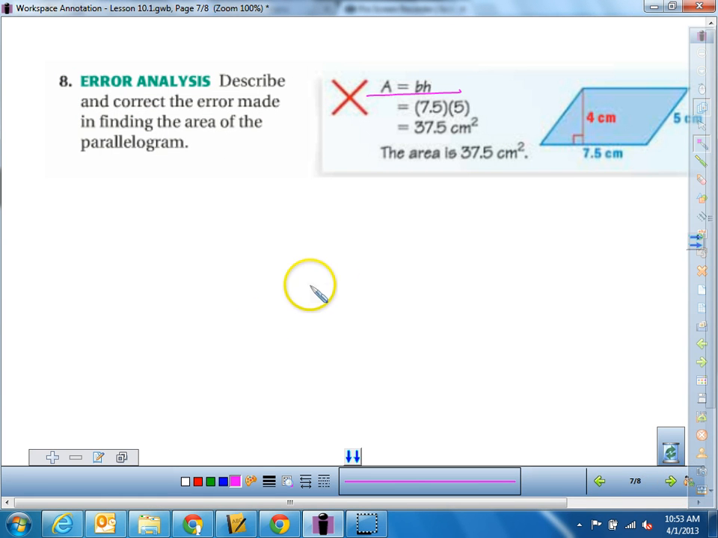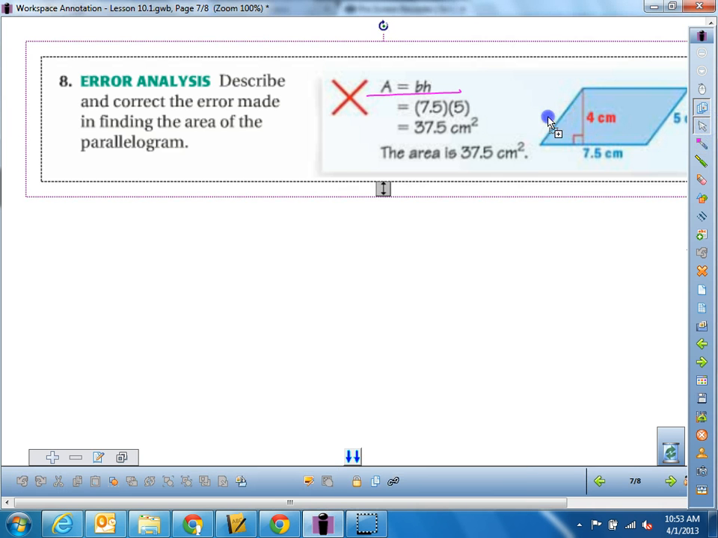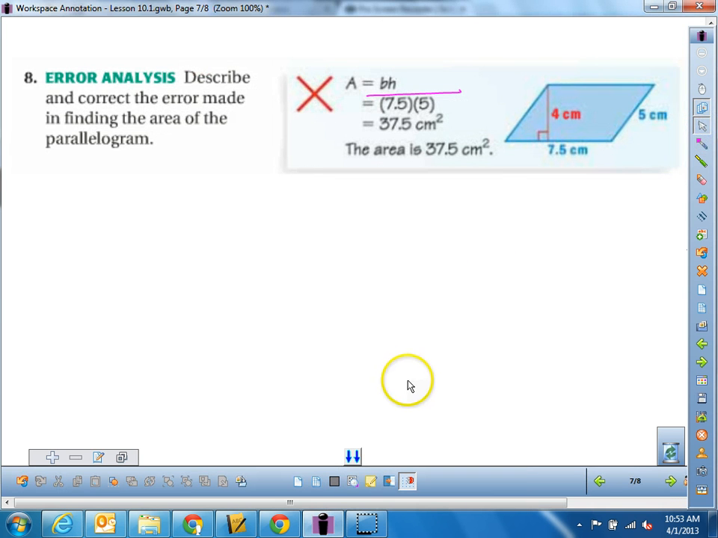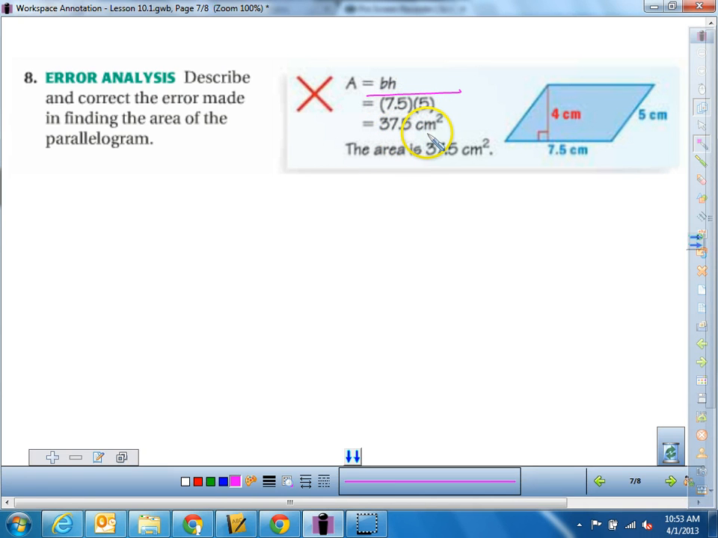Let's figure out what's going on here. I need to move it over so you can see it. There we go. That's a little better. So let's see. What's going on here? We've got area equals base times height. Is that right? Yeah. So when we take base times height, he took 7.5 times 5 and got 37.5 centimeters squared. Well, 7.5 times 5, yeah, that works. But it doesn't work. What's the problem here?